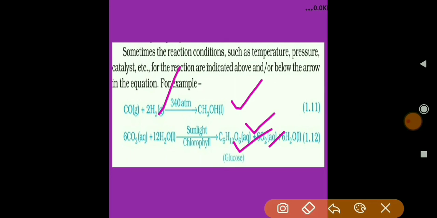Here the sunlight and chlorophyll are necessary for the chemical reaction to form glucose under the photosynthesis process, and in the above equation, carbon monoxide and hydrogen must make methanol at a pressure of 340 atmospheric pressure.